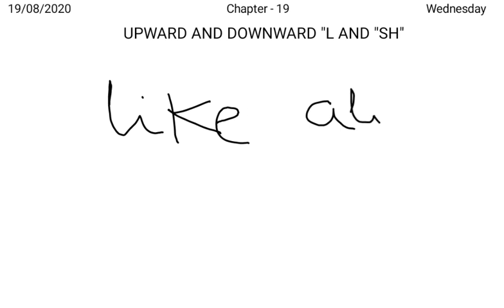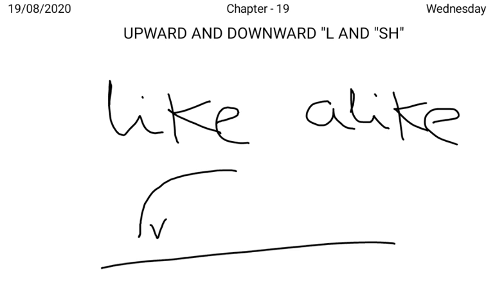When L is immediately preceded by a vowel and followed by a horizontal stroke, for example, like, and then take alike. Here L is immediately followed by a horizontal stroke. Before L there is no vowel. In that case we write upward L and K.